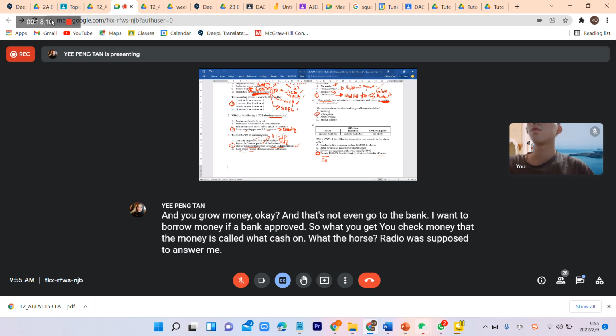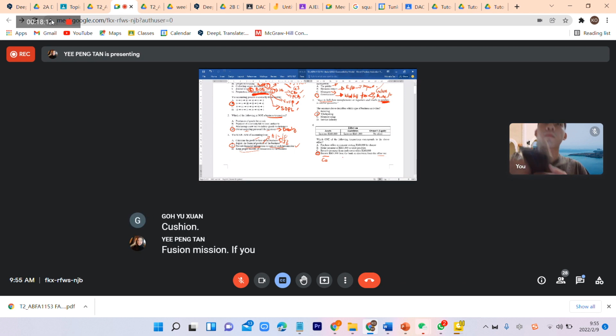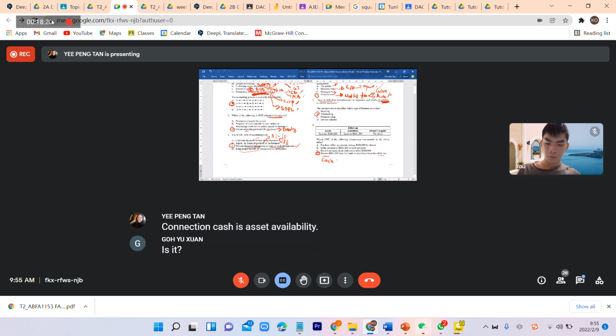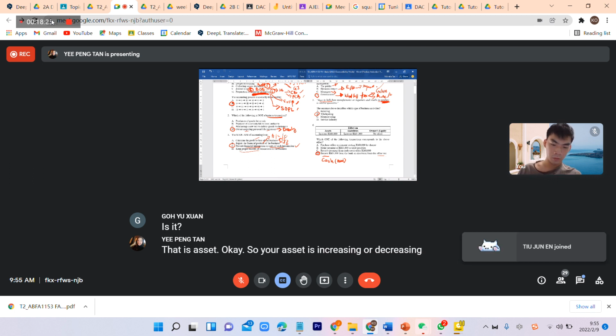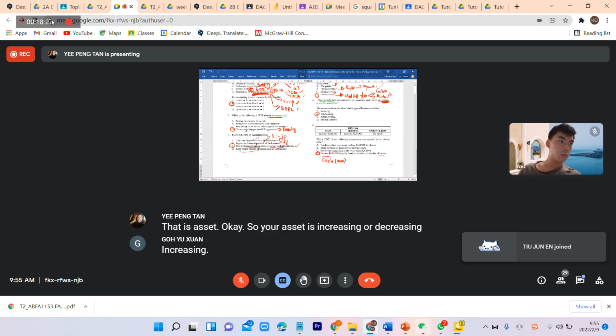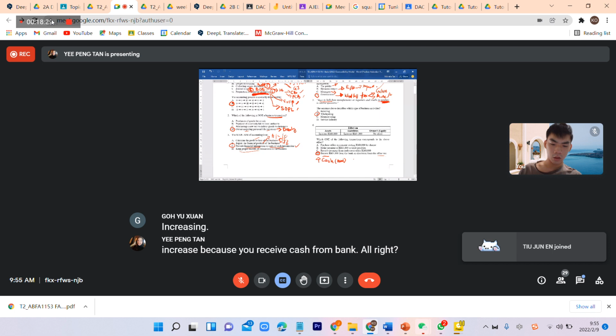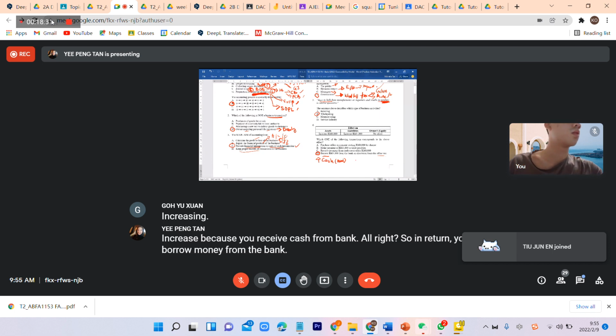Cash. Yushan, if you borrow money from the bank, what do you get? Cash. Cash is asset or liability? Asset. Cash is asset. So your asset is increasing or decreasing? Increasing. Increase because you receive cash from the bank. So in return, you borrow money from the bank. So when you borrow money from the bank, this is called what?